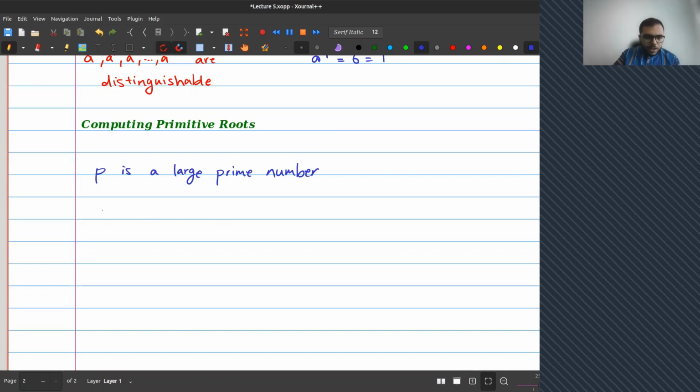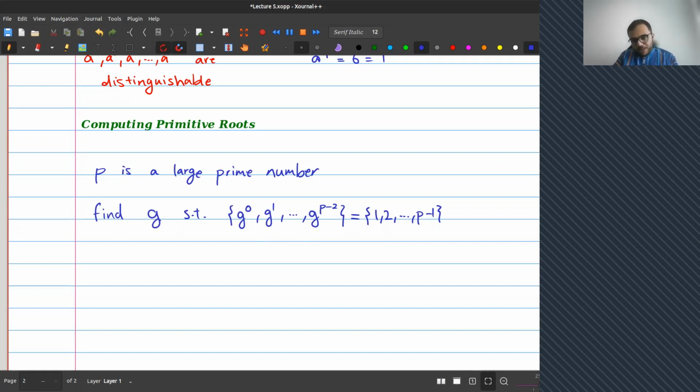I want to find some number G such that when I look at the powers of G, G0, G1, all the way to G to the P minus 2, I want these powers to give me all the possible remainders. Yes, G is going to be coprime to P, but being coprime is actually not enough, it's just necessary. I'm using the set notation here because my point is that I get 1, 2, to P minus 1, but I get them in some order. I don't know in what order. So this set is equal to this set.